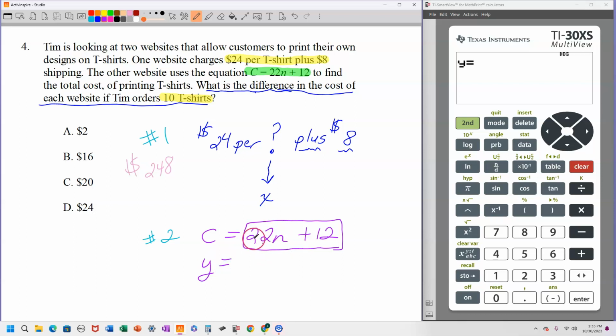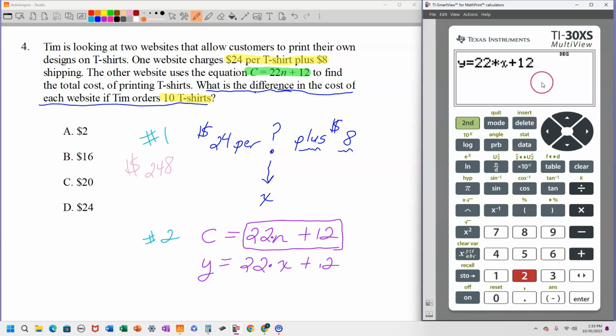We're just going to enter 22 times, instead of n, I'll use an x. You can use whatever letter you want. I'll put an x plus 12. We'll just enter it this way instead of using an n. So you go 22 times, just using x instead of n, x plus 12. See? Now this matches up with this. It's just different letters. That's fine.